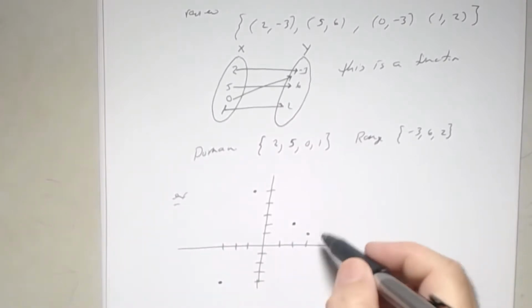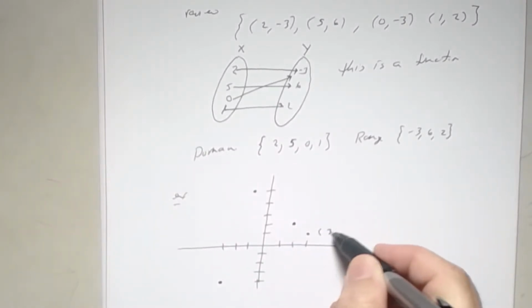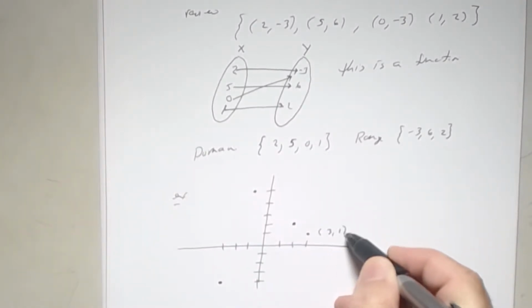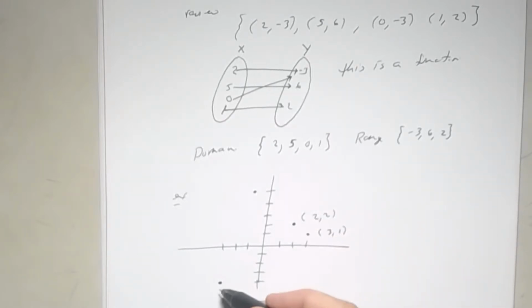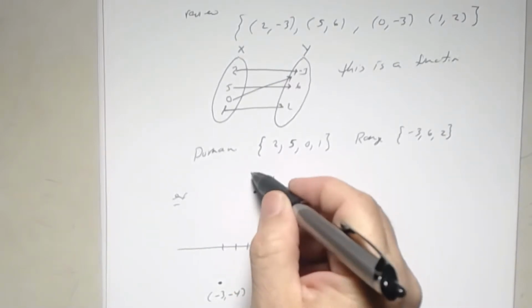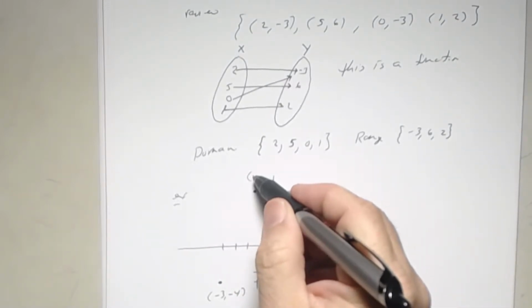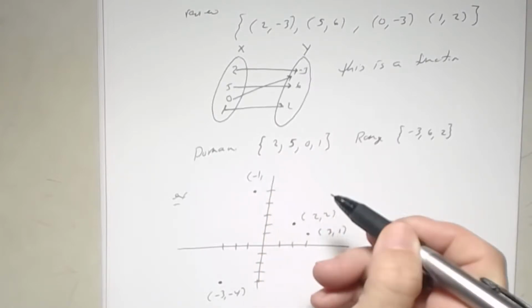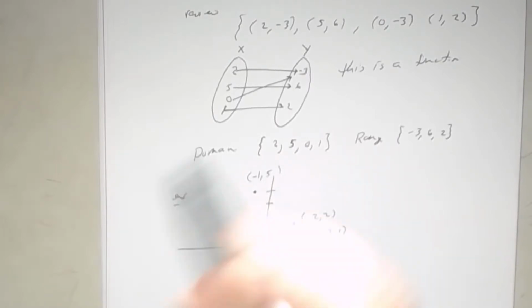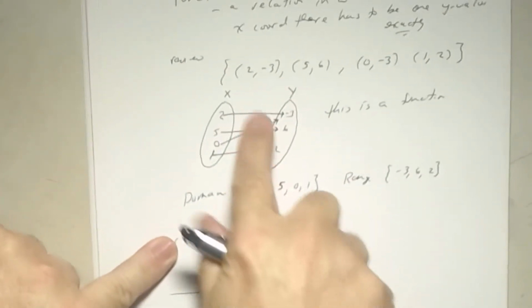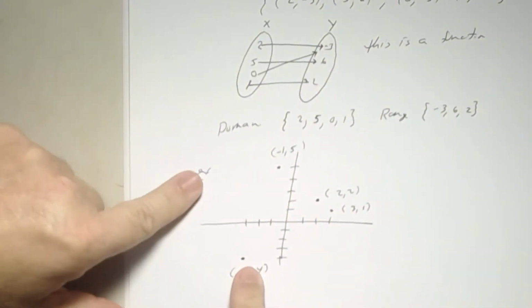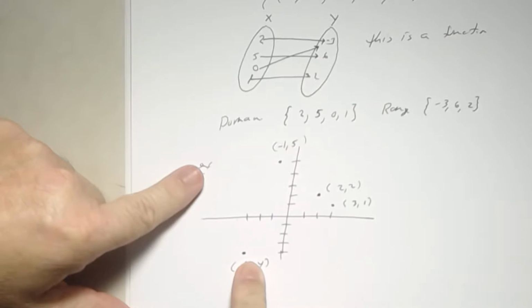So what are the coordinates of this one? 3, 1. What's this one? 2, 2. Let's do this one right here, -3, and what's this one? -1, 1. So instead of writing it as a set like I did here, I just graphed it.